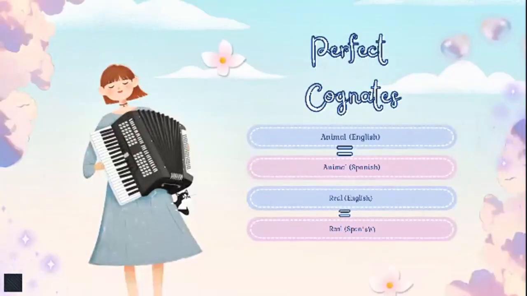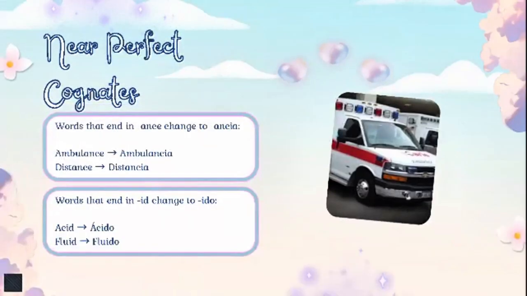This is because many modern languages have the same roots from ancient languages or a mix of them. There are three types of cognates. First, the perfect cognate. These are spelled the same way and mean exactly the same thing, only the pronunciation might be different. Examples: animal in English and animal in Spanish, real in English and real in Spanish.